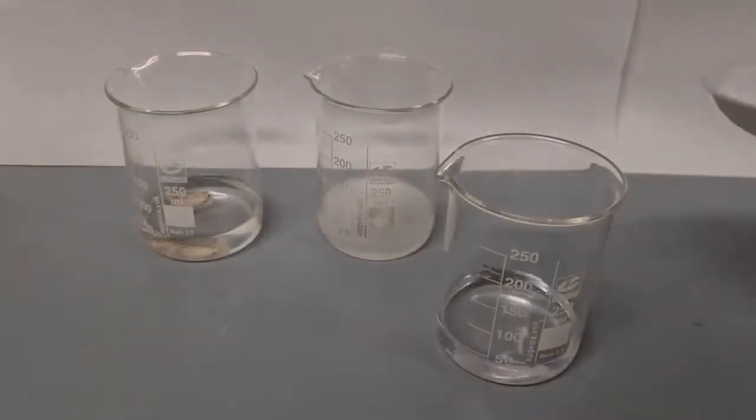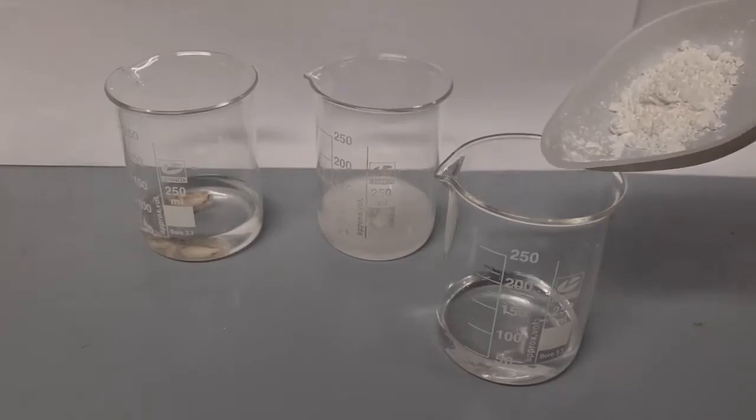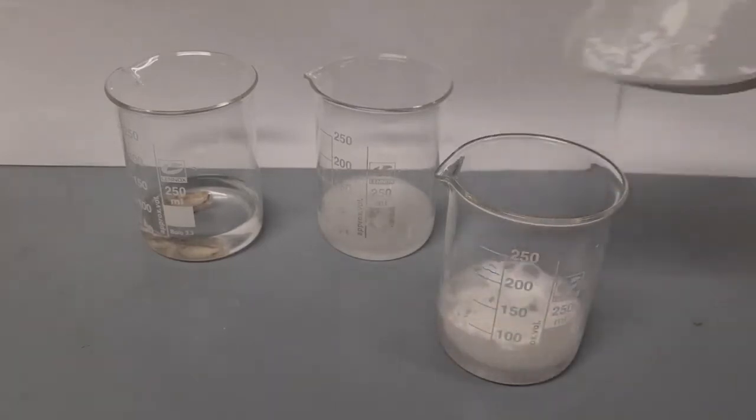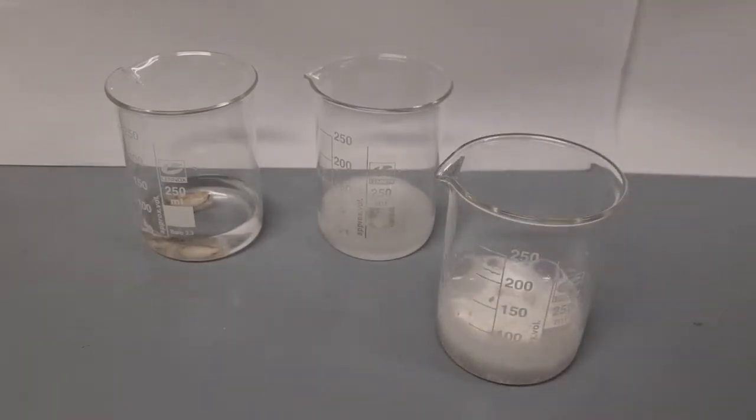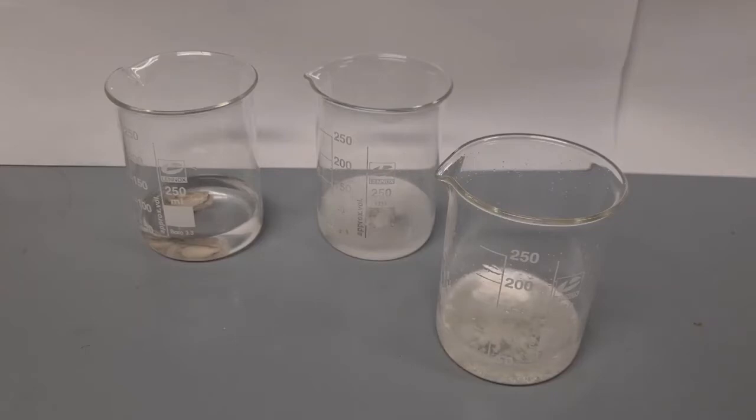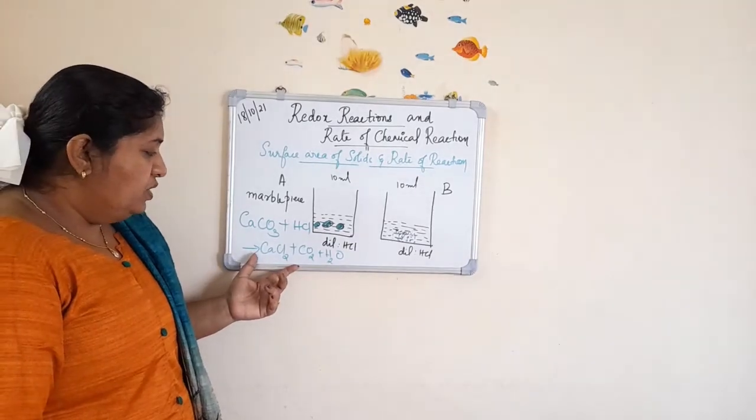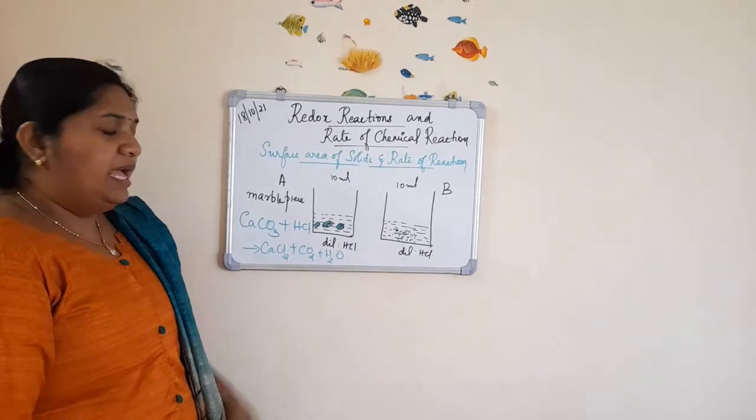And for the finely ground sample of calcium carbonate, we can see a very fast reaction. Carbon dioxide is being produced very quickly. And now we can hear that the reaction rate is slowing down. It's beginning to stop bubbling. CaCl2 plus CO2 plus H2O.